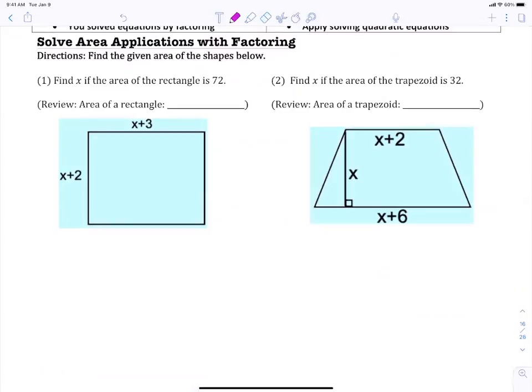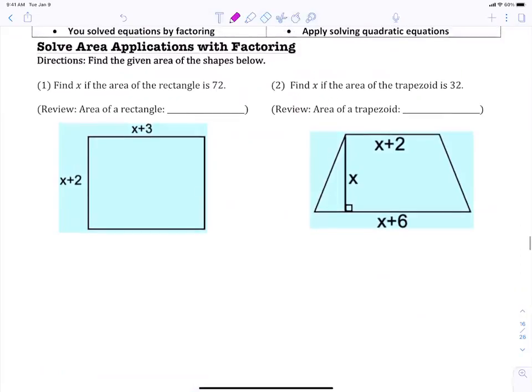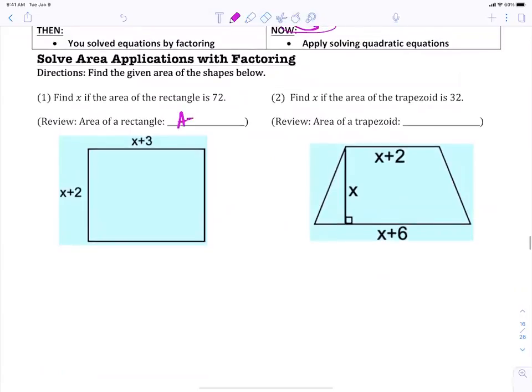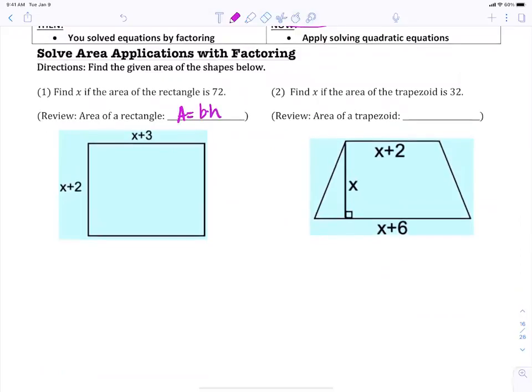So for this first one, we're saying basic. It says find x if the area of the rectangle is 72. Now, to set up our problem, it might help to remember what exactly the area formula is for a rectangle. It's either length times width or base times height. I think I use base times height more, but really they're the same thing.